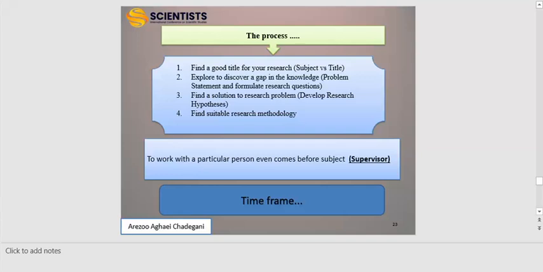Number 3, find a solution to the research problem. It means developing research hypotheses. And number 4, find suitable research methodology. Working with a particular person even comes before subject: your supervisor. Sometimes you need to find someone as a friend instead of just a supervisor, because you need to communicate with your supervisor for a long time. Also, you need to be very aware of your time frame.